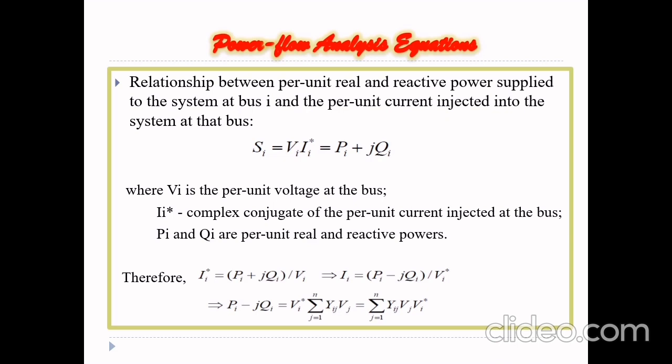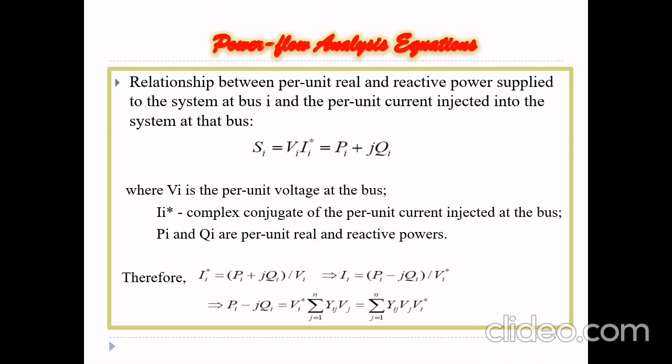So Vi is the per unit voltage at the bus, then Ii conjugate is the complex conjugate of the per unit current injected into the ith bus. Pi and Qi are the per unit real and reactive powers. Therefore, from the same equation, Ii conjugate is equal to Pi plus jQi divided by Vi.